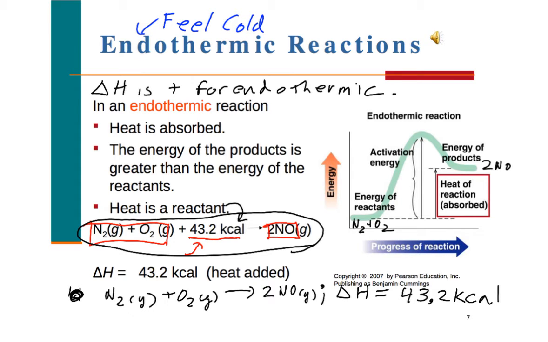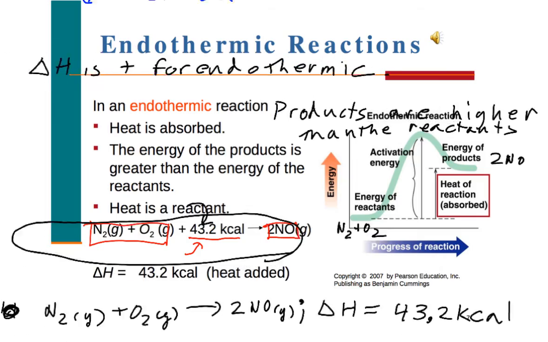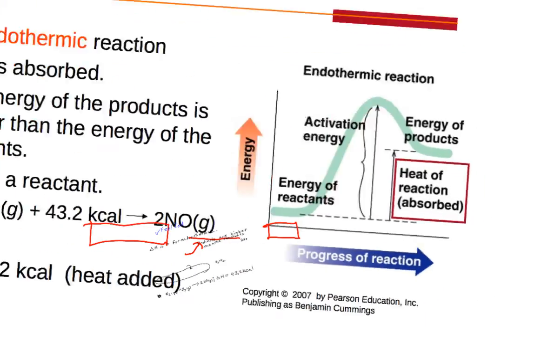Also, just to make sure, on an energy diagram for an endothermic reaction, the products are going to be higher. Their product line is going to be higher than the reactants. And if we zoom in on it, since this is our first time really looking at it from an endothermic perspective, all right, there we go.